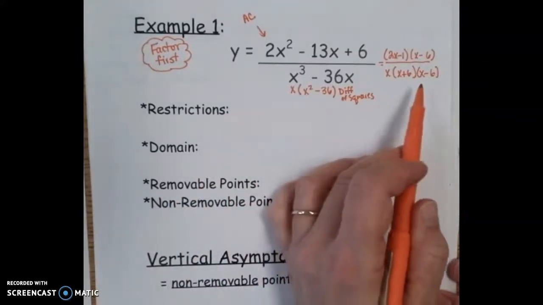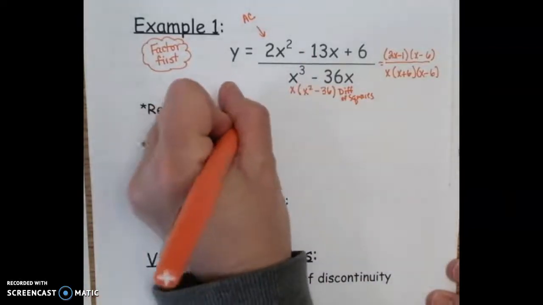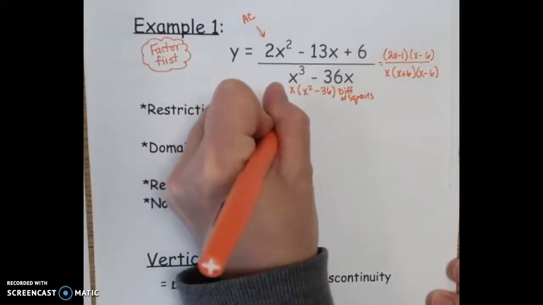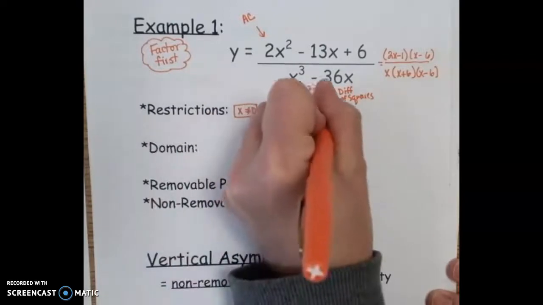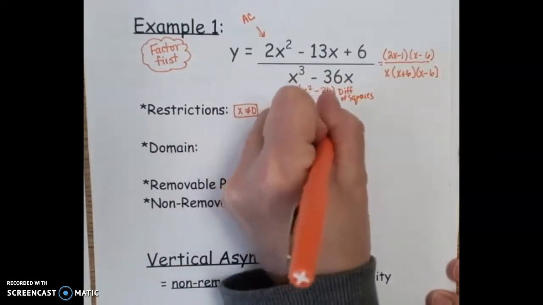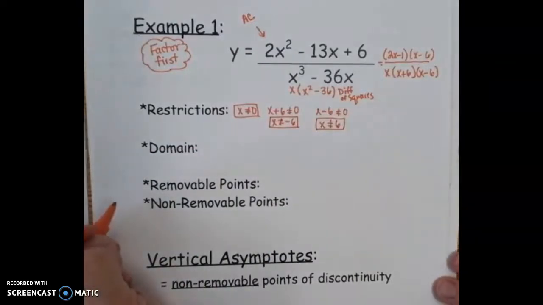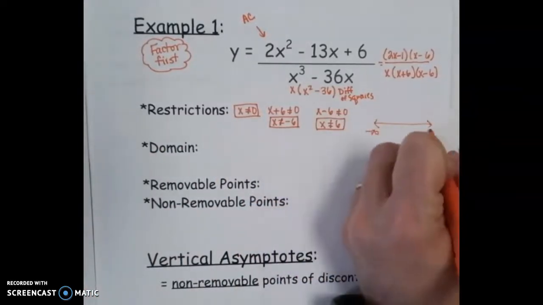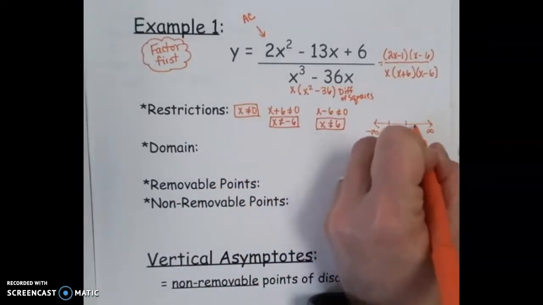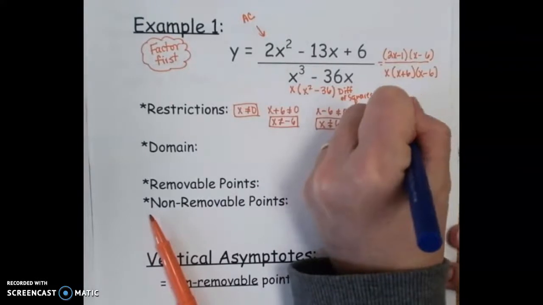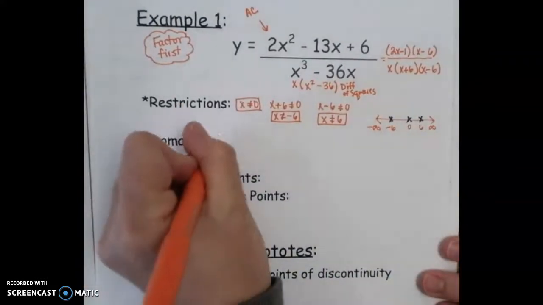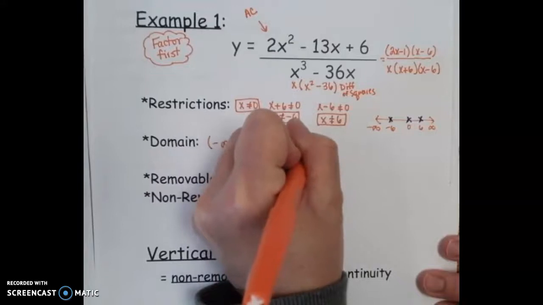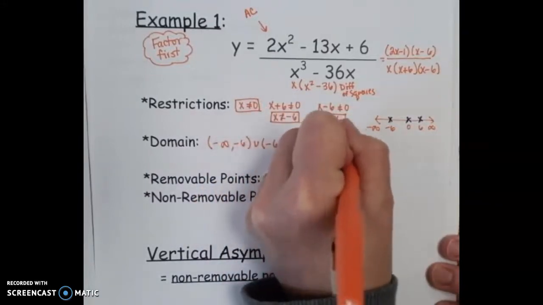I would do my restrictions before I cross anything out. So take each piece, so x could not equal 0. X plus 6 could not equal 0, so that would mean x could not be negative 6. X minus 6 could not equal 0, so x could not equal positive 6. So there's your three restrictions. Use that to help you write your domain. So again, if you need that visual, think about everything on the number line. We can be everything but these three. So your domain is going to be negative infinity to negative 6 and negative 6 to 0 and 0 to 6 and 6 to infinity.